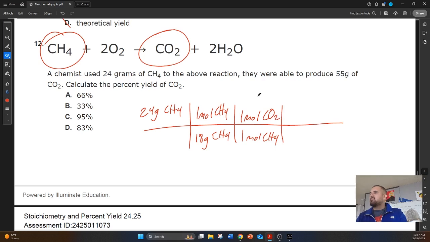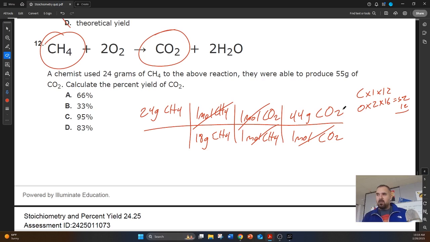And then we need the molar mass of CO2. So 1 mole of CO2 and carbon times 1 times 12, and then oxygen times 2 times 16. So that's 32 plus 12, which is 44 grams of CO2. We cross out all the ones. It's going to be 24 divided by 18 times 44, which gives us 58.6. This is our theoretical. So we're going to do actual divided by theoretical.